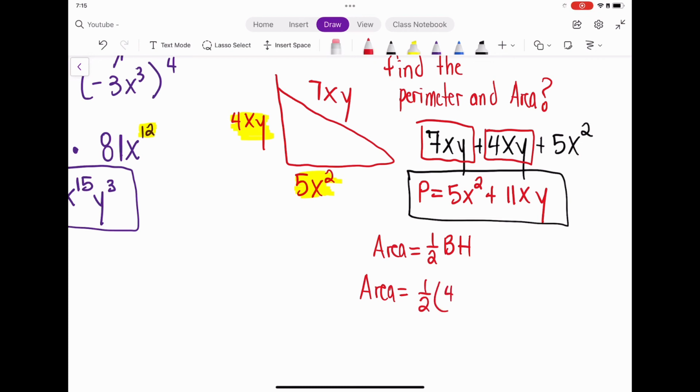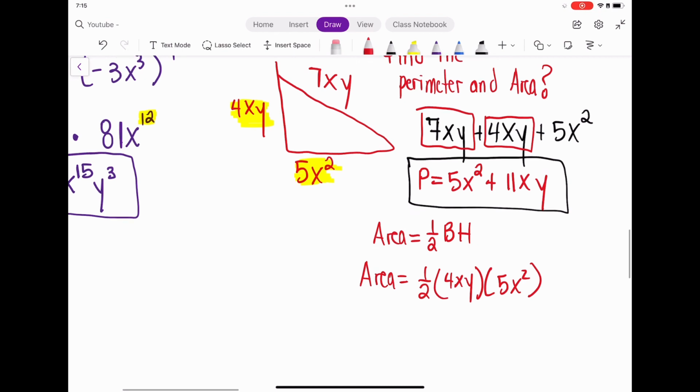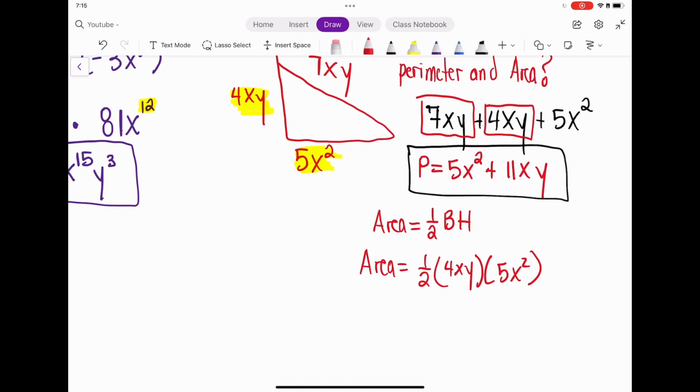Let's keep it like that: 4xy. I switched it around because taking half of 5 is going to make it more complicated than we need to. And 5x squared. So I did switch the order. And once I start simplifying, I'm going to get area is equal to 2xy multiplied by 5x squared, because half of 4 is just 2.